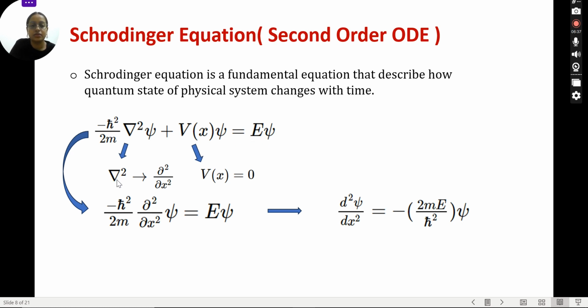In our case, since we are limited to one dimension, which is a 1D well, we will replace this del square operator with the one dimensional derivative, which is d squared by dx squared, and V(x) is obviously 0 inside the well. So we will substitute this value into the Schrodinger equation, and then we will get a second order differential equation. Here h cross is the reduced Planck constant, which is a constant, and let's see how we can solve this.